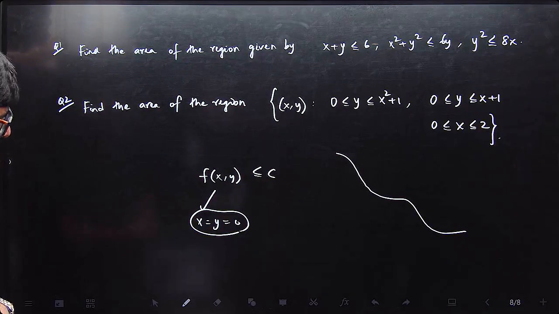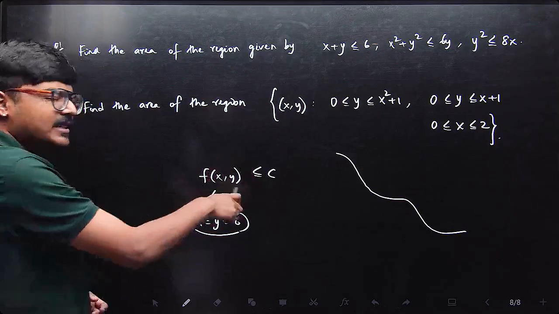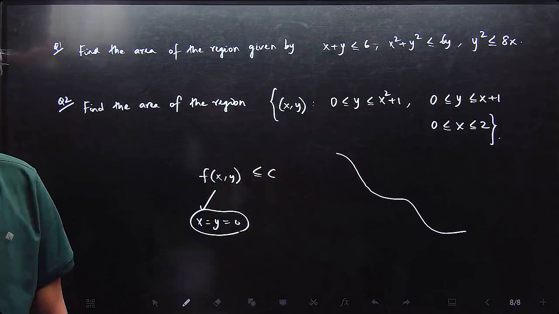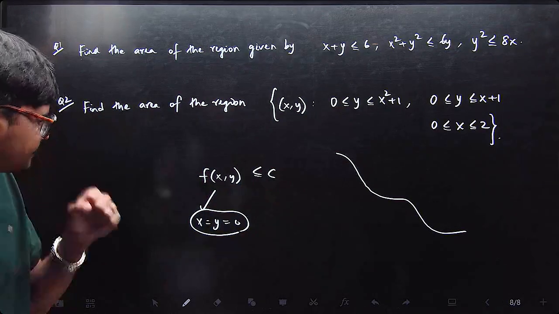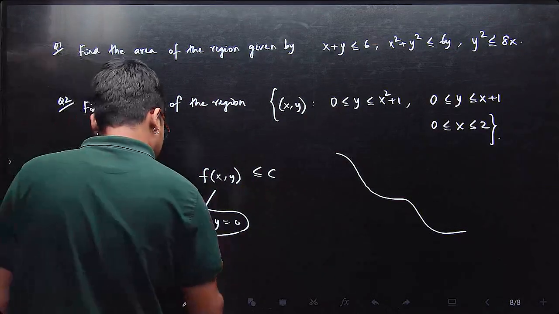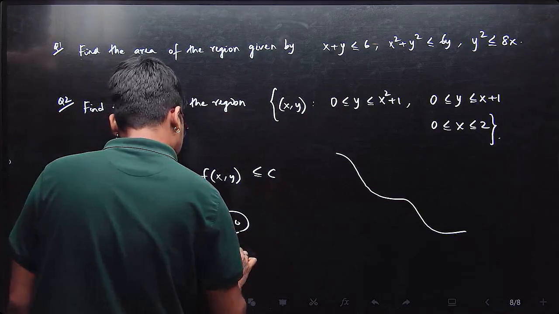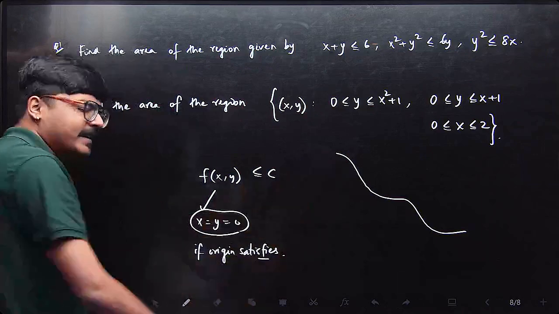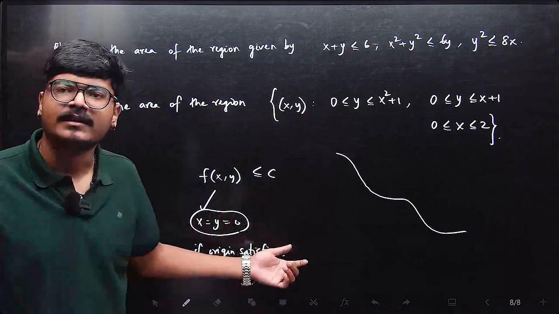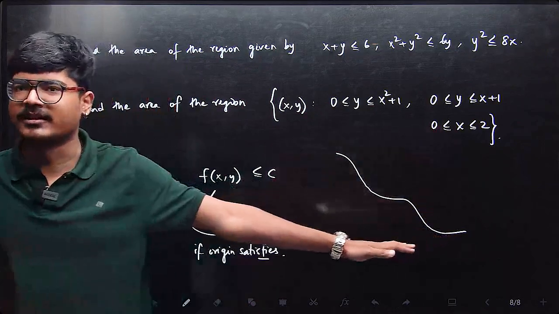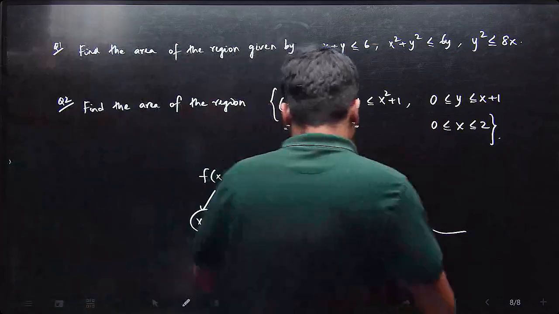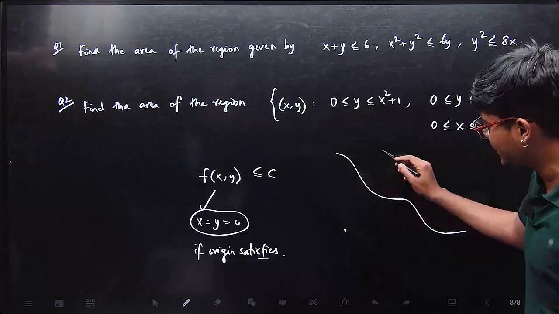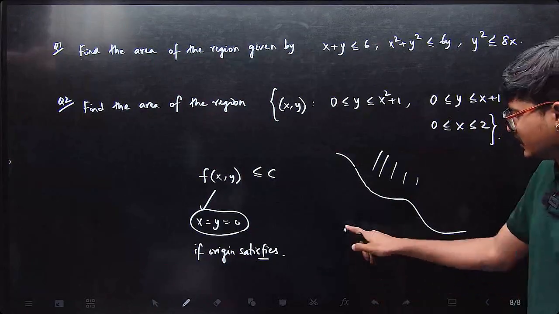Put x equal to y equal to 0. If the origin actually satisfies this, then it's the side that contains the origin. If it doesn't satisfy, then it's the side which does not contain the origin. For example, in this case, suppose 0, 0 satisfies this, then this is the region that you're looking for. But if it does not satisfy, then this is the region that you'll be looking for. So remember this.